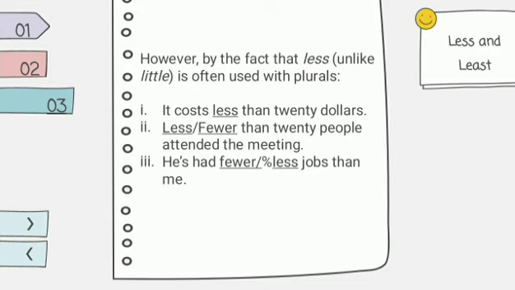And the last, he's had fewer jobs than me, or he's had less jobs than me. The determinative is followed immediately by a plural noun. This use of less is informal. It is avoided by many speakers and generally condemned by usage manuals.